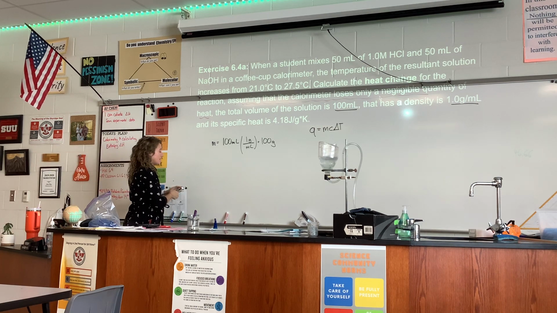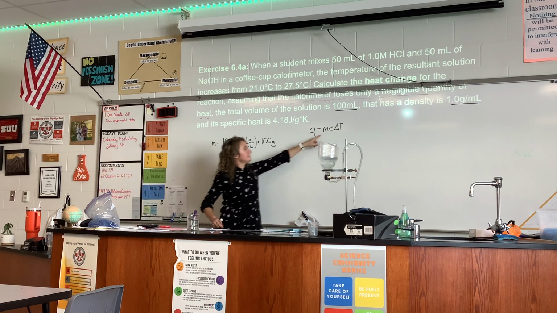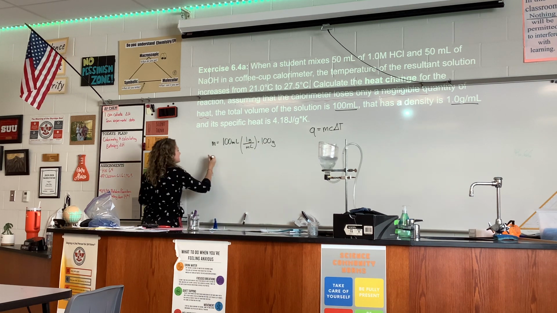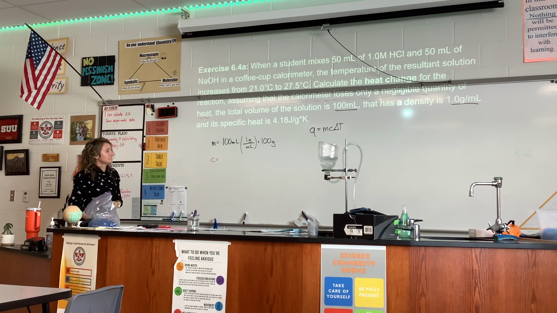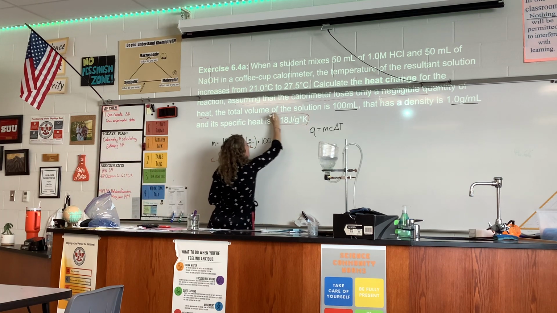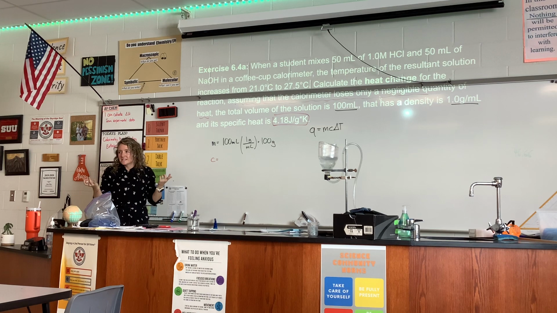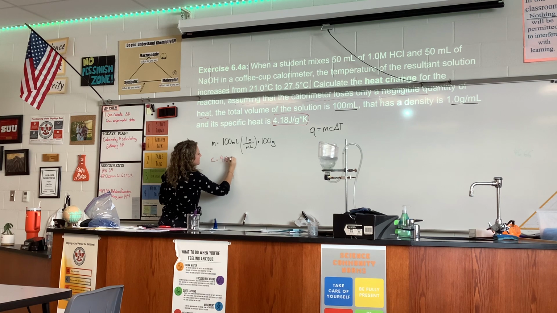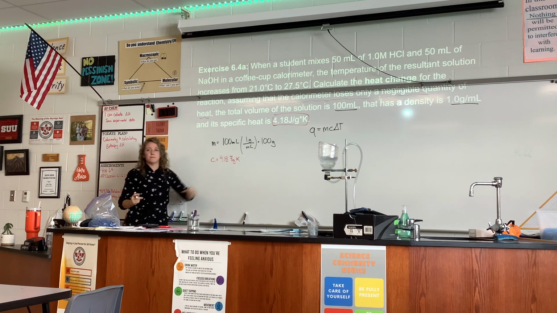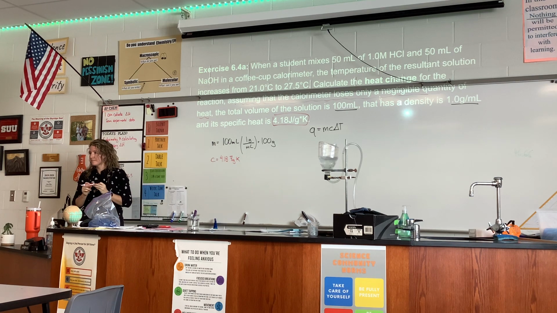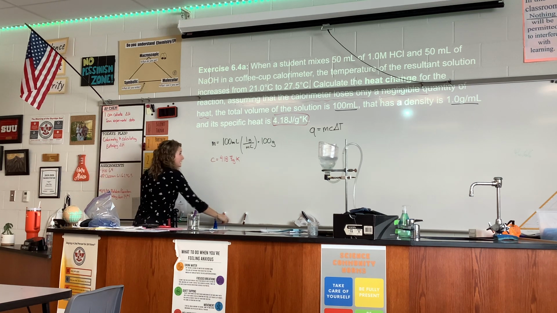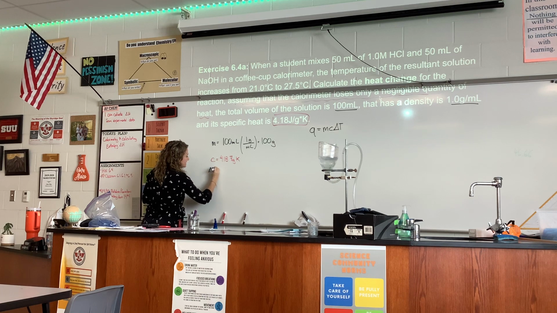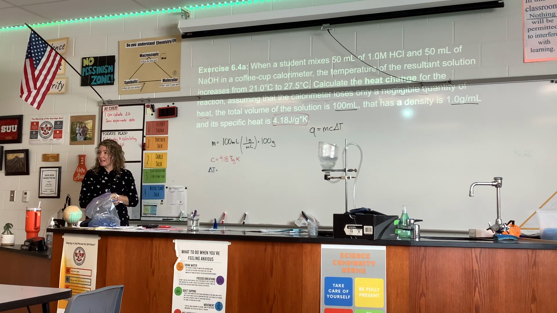Okay, all right, I'm going to switch colors here. So the next variable we need to find is C, specific heat, which is given in the problem. And it will always be given because it's a constant for the type of solution. And once again, in the next slide, we'll define more what this means. Okay, and then the units of it are joules per gram times Kelvin. All right, we got M, we got C. Now we need delta T, change in temperature.